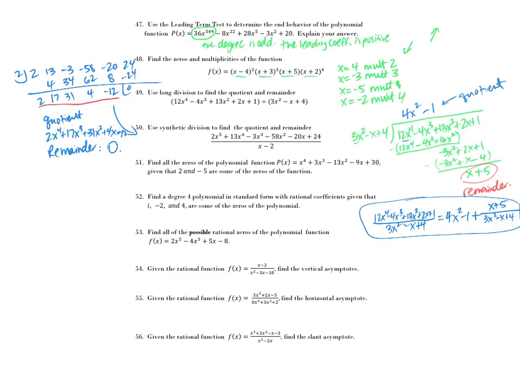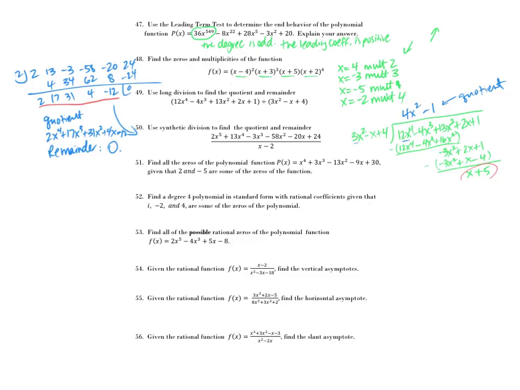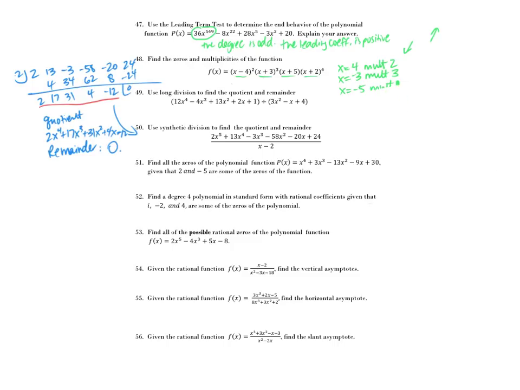Now find all the zeros of the polynomial function, given that 2 and negative 5 are some of the zeros of the function. Okay, so what I can do is use, again, synthetic division to divide out the ones that I'm given, and then what's going to be left is a quadratic, so I can go on from there. Okay, so let's see if we can do it. So we're working now on number 51.